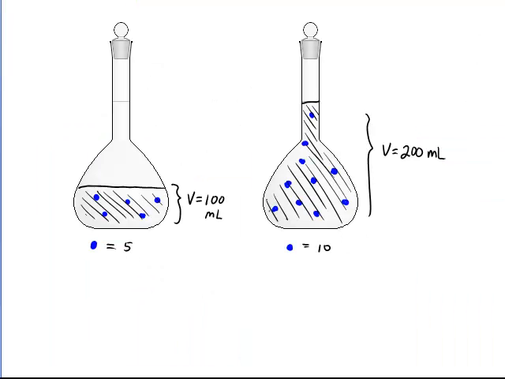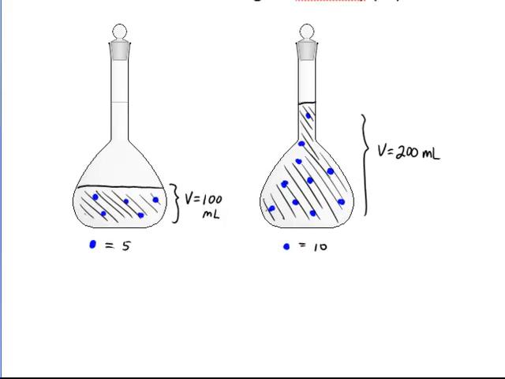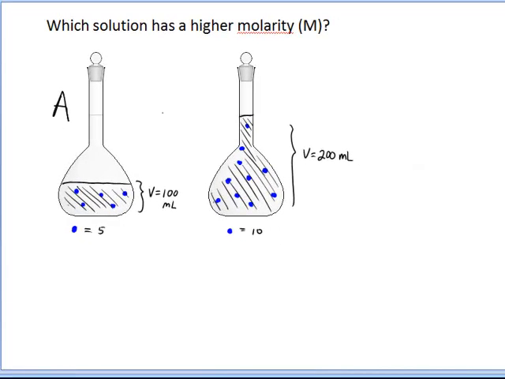So I have a conceptual question for you now. Which solution has a higher molarity? On the left, I have a volumetric flask that's only about half full, so the volume is 100 milliliters. And let's say there are, of course, millions of particles in there, but I'm just going to write that there's 5 particles. On the right, we're visualizing 10 particles, and now the volume is 200. So the question is, which solution has a higher molarity, or which solution has a higher concentration? Go ahead and pause the video and think about this, and when you have an answer of solution A or B, go ahead and unpause it.